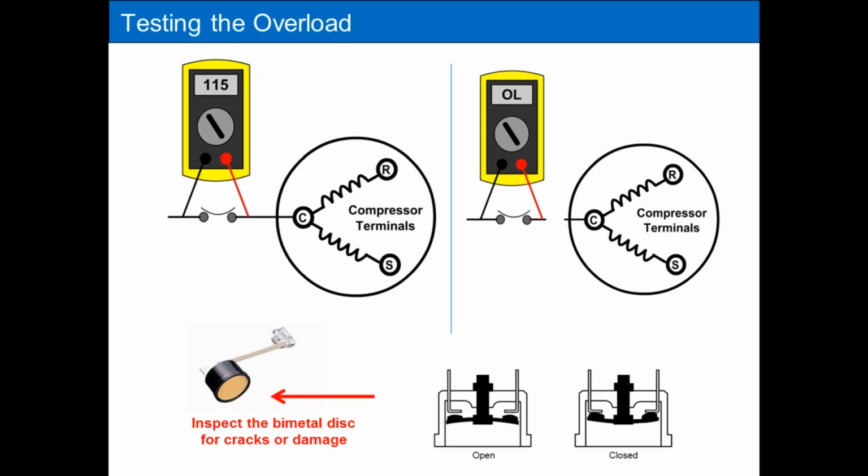You can also look at the overload. Flip the overload over. It has a bimetal disc on the inside. If you take the plate off, there's that tan plate I'm showing you on the screen, with a small screwdriver you can pry that off, and you can look at the bimetal disc inside. If you see that it's cracked, bad overload. If it doesn't look bad, still do a resistance check on it or a voltage check on it, and it'll tell you if the switch is made or not.